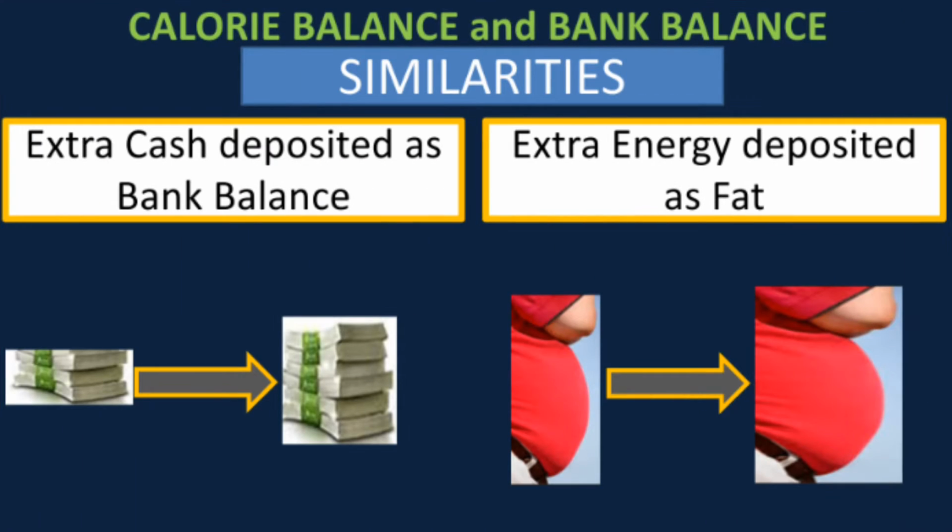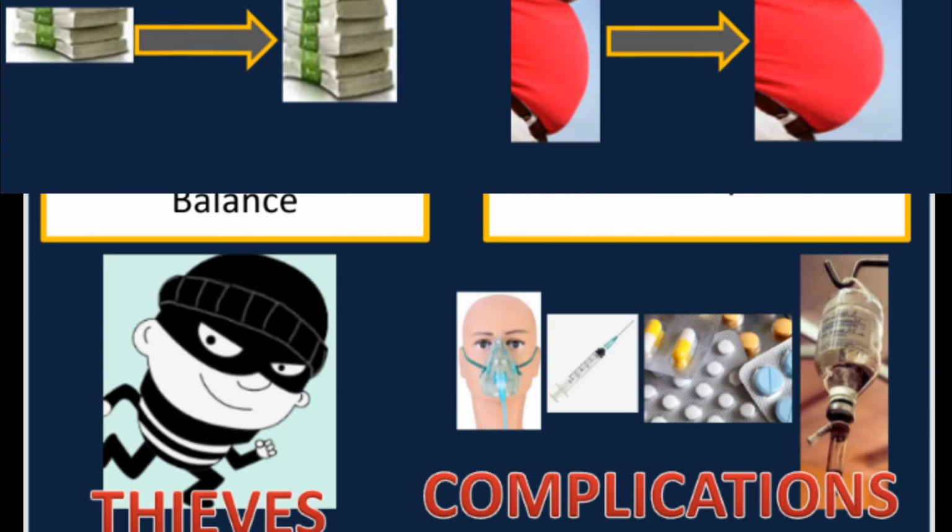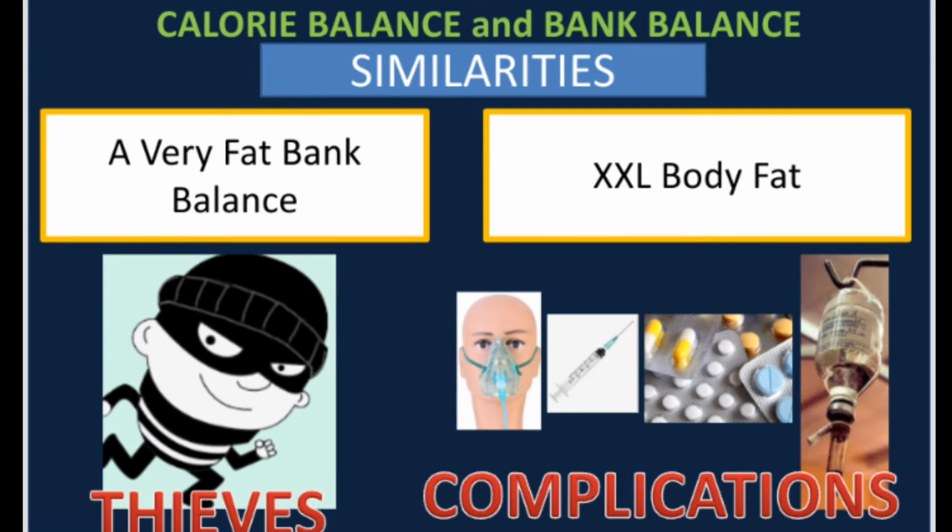There are certain similarities in this analogy. Just as a stagnant bank account gradually increases due to interest, our body fat also tends to increase if nothing is done to reduce it. Also, just as thieves will get attracted to people with huge accounts, complications of obesity are also attracted by humongous body fat.